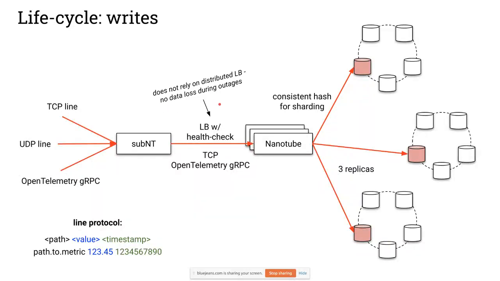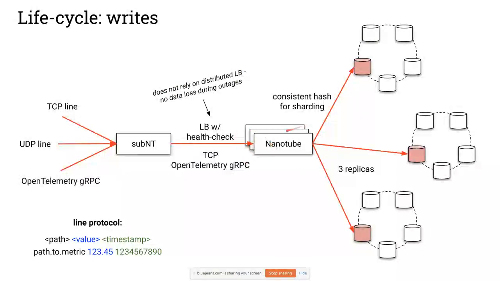like some systems that are dependent on distributed consensus or anything. This makes it more reliable, because the less dependency we have on other systems, the better we perform in case of outages. And the whole point of this observability system is to give visibility, and especially visibility is important in case we have outages. So the sub-nanotube and the nanotube talk with the TCP or OpenTelemetry gRPC. Mainly we use TCP now.